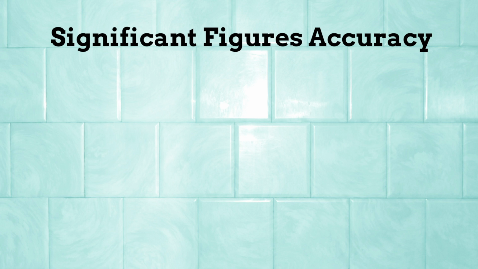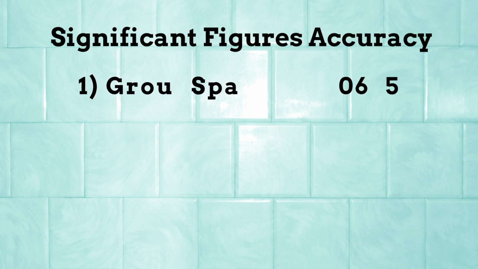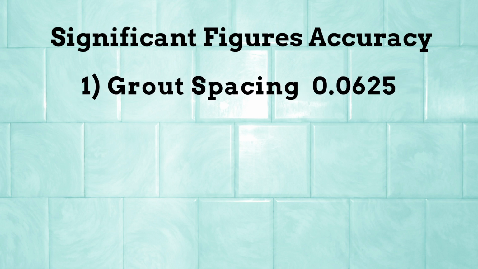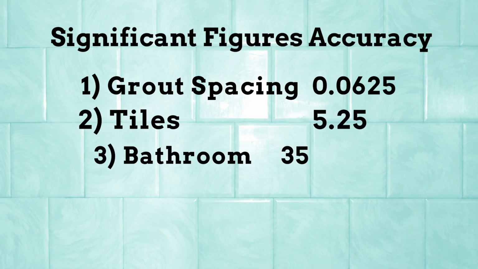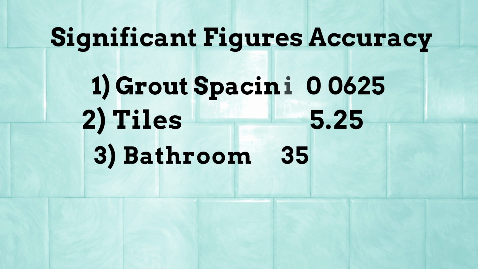You have 3 levels of accuracy in this calculation. The grout spacing is the most accurate, down to the 1/16 of an inch. Then the tiles, which are 1/4 of an inch. Then the bathroom size, which is to the foot. You can only approximate the number of tiles to the square foot, not to a 1/4 inch, and definitely not to a 1/16 of an inch.